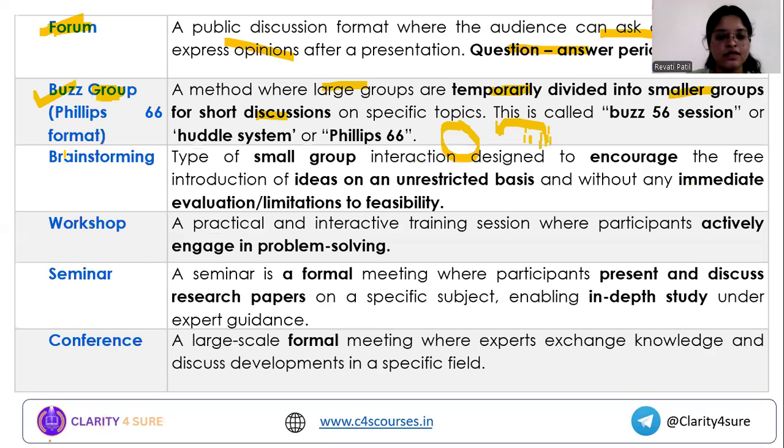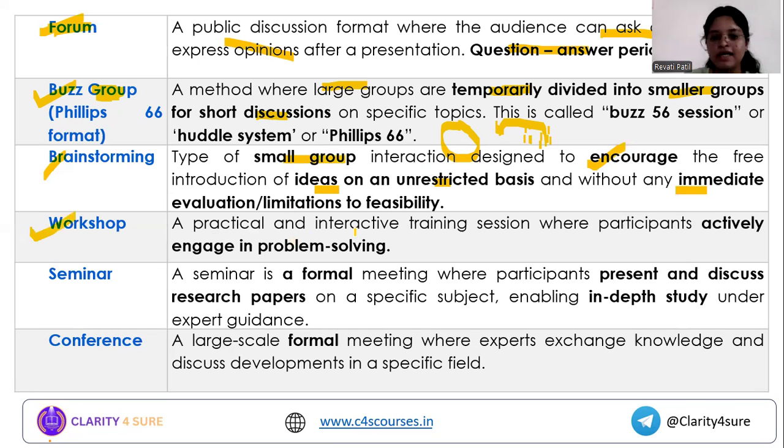Next is brainstorming. इसमें हम क्या करते हैं कि एक small group में we are allowing them to put different ideas on a desk. We are giving them unrestricted opportunities to put their ideas. We are not immediately rejecting or accepting any idea, but we are encouraging them to give different innovative ideas to solve a particular problem, without any immediate evaluation and limitation on feasibility. Yes, right.